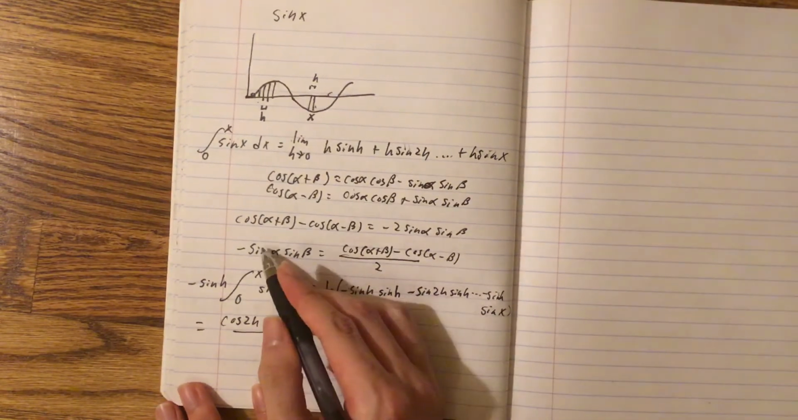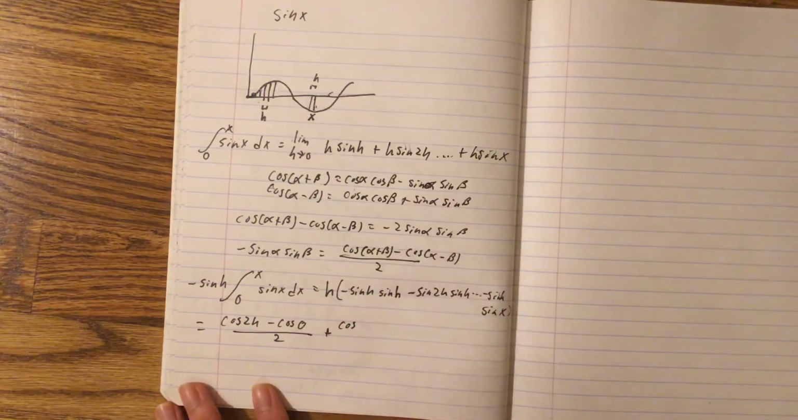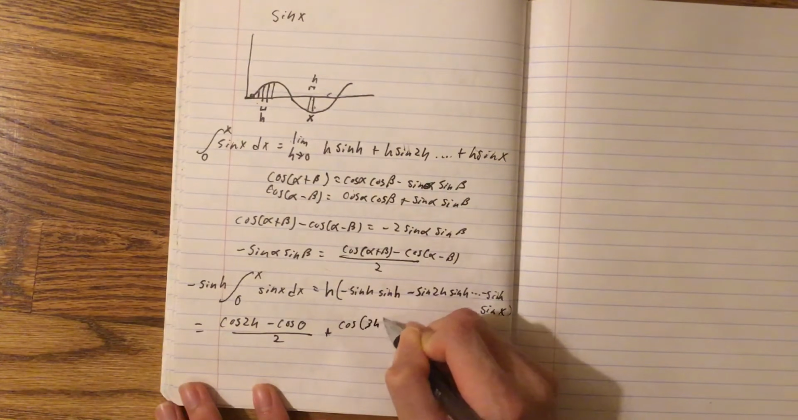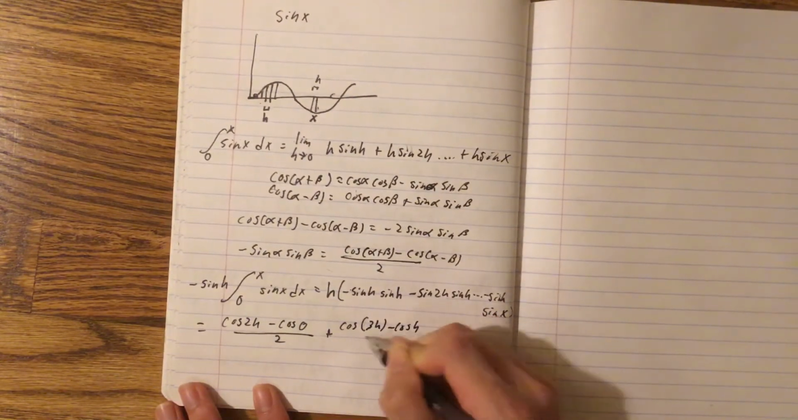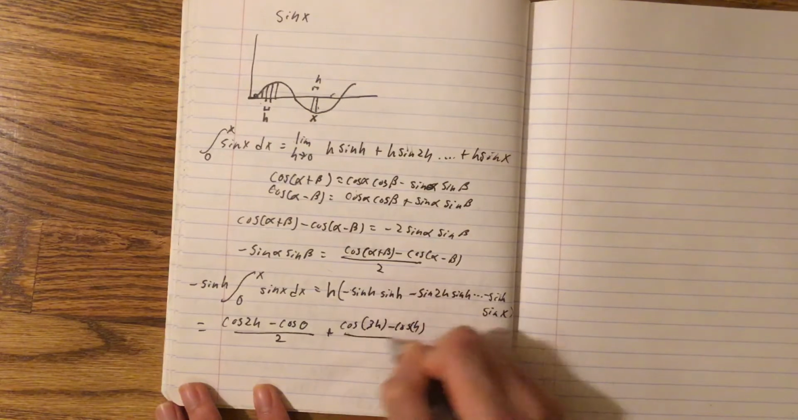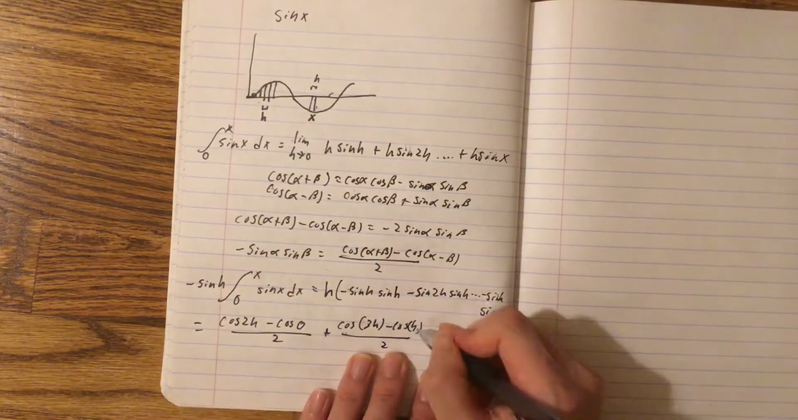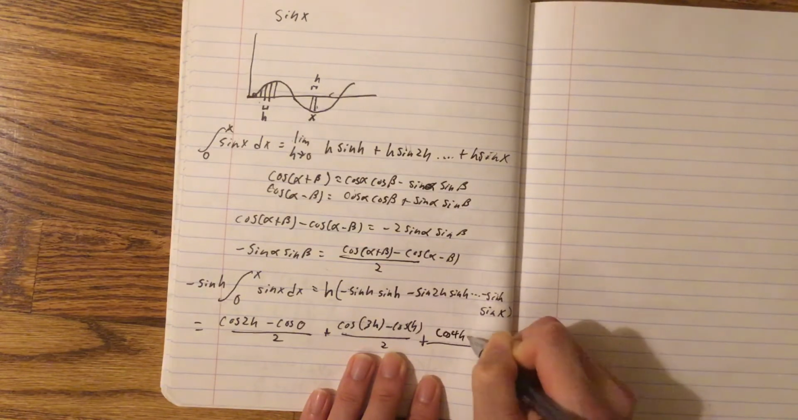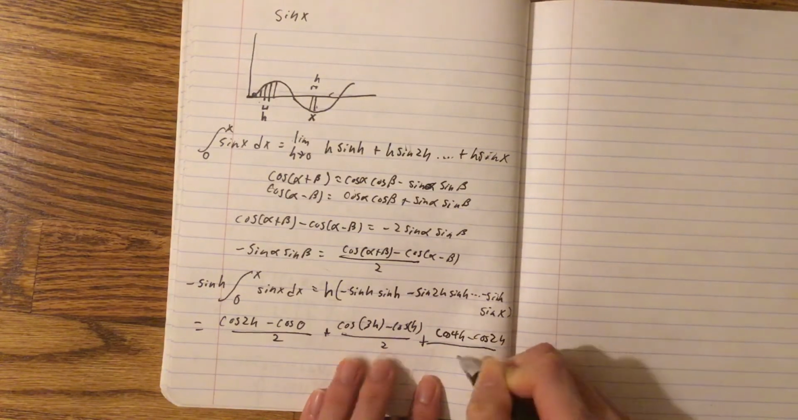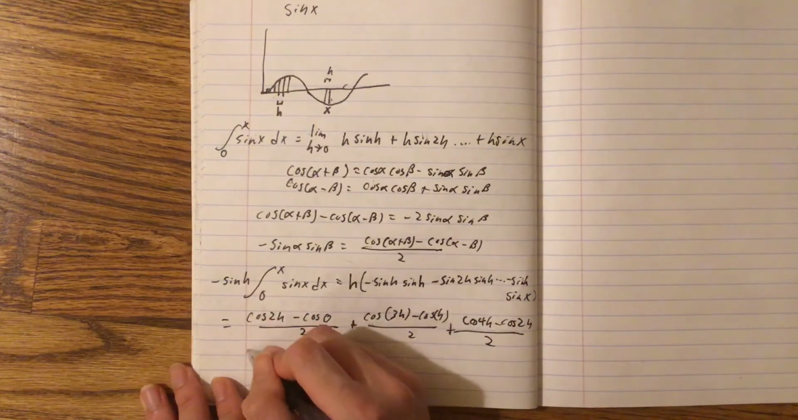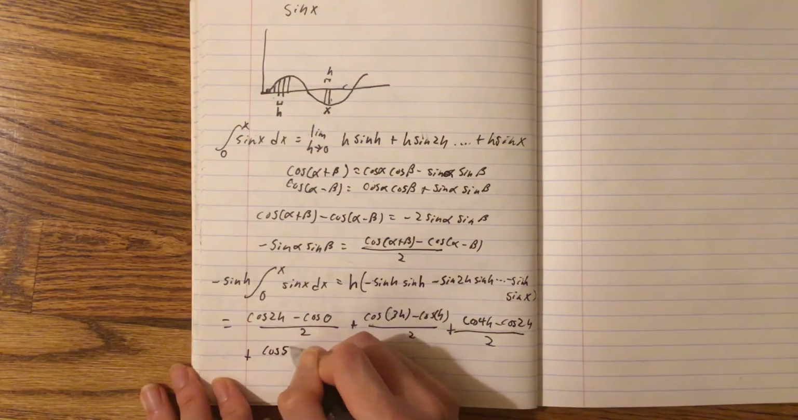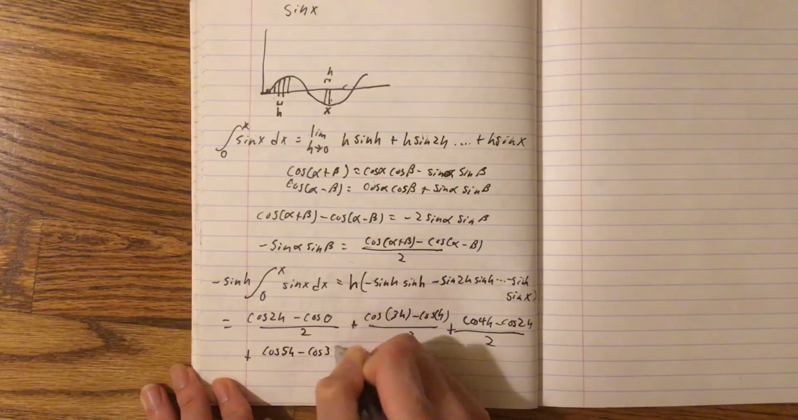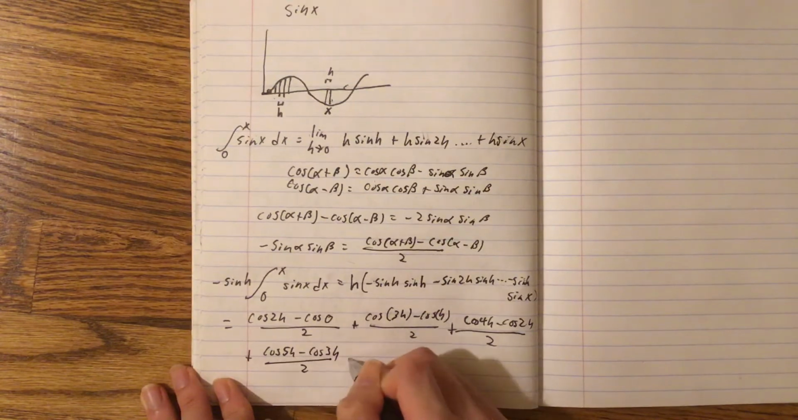And look how this negative sign gets canceled out when we convert it to cos form. So cos 3h minus cos h over 2. And hopefully you notice the pattern here. The next one would be cos 4h minus cos 2h over 2. And I'll just do one more. Cos 5h minus cos 3h over 2.